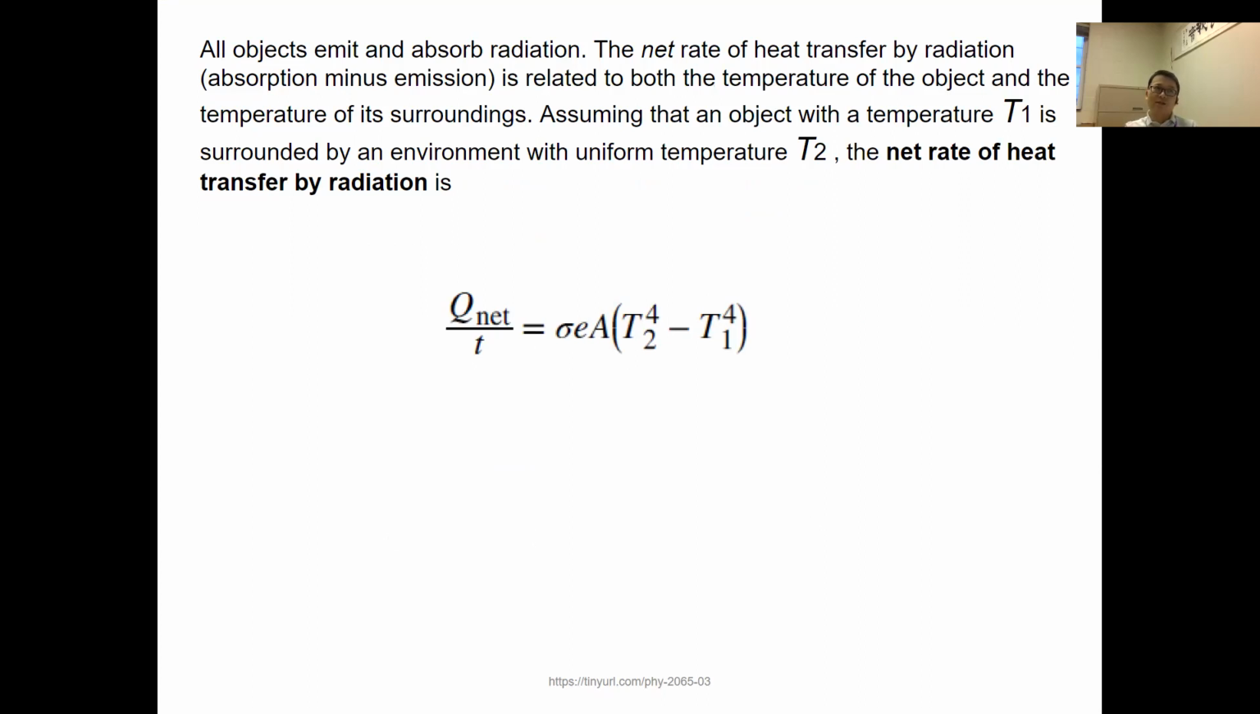So then for the overall process, the Q net for the object divided by time t is the rate of heat transfer to the object. The total will be sigma E A times T, the object's temperature to the power 4, minus T1, the surrounding temperature to the fourth power. So this is the overall heat change of the object when it's placed into an environment.